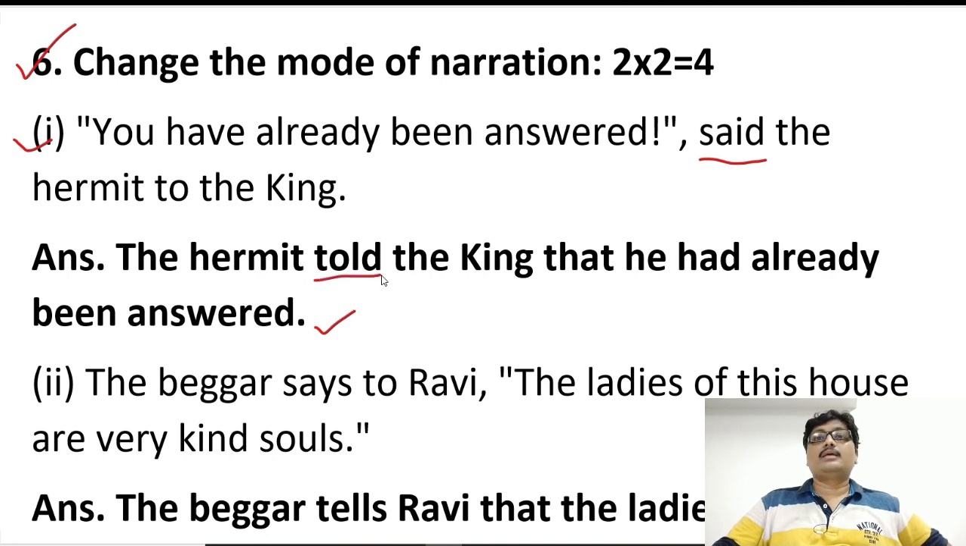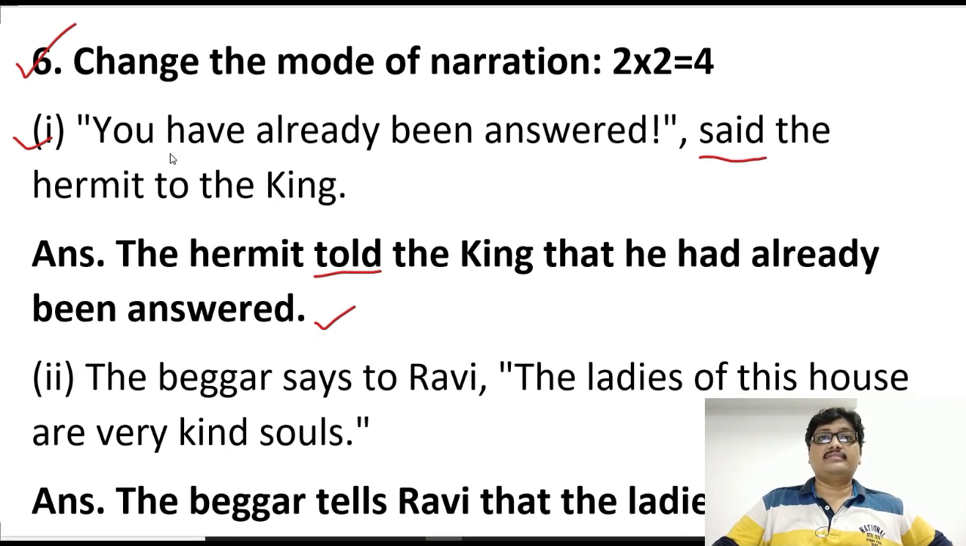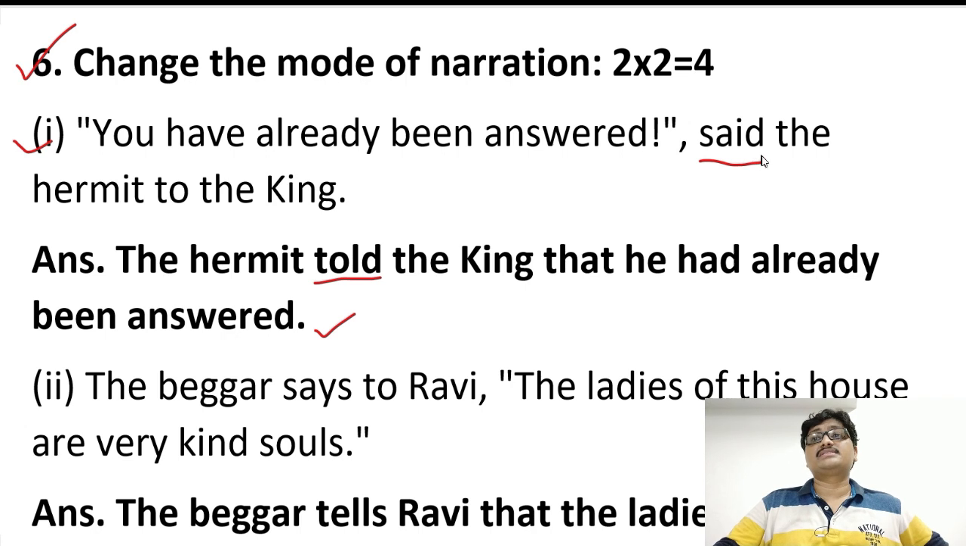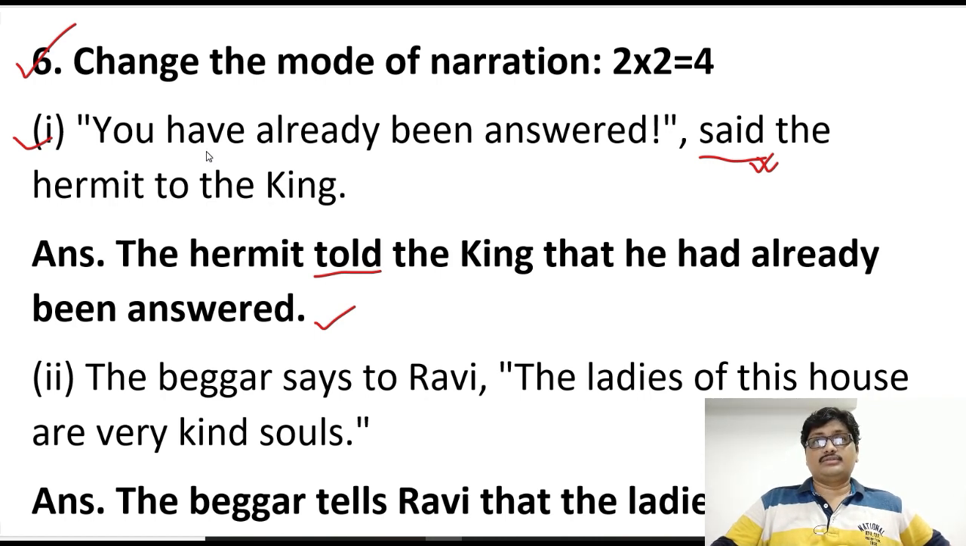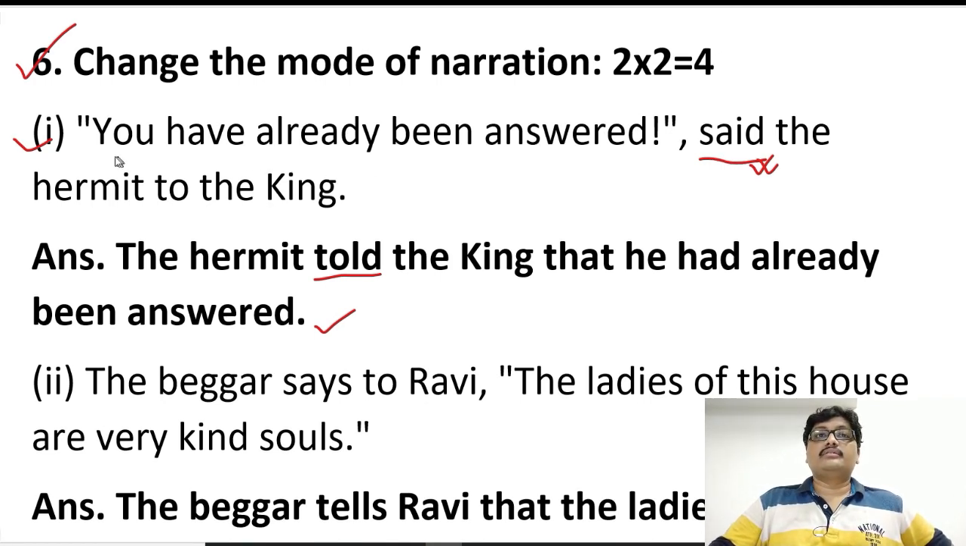The king that he had already. In the reported verb, it is given as present perfect. So as per the rule, it will become past perfect. Understood? Because the reporting verb is past and the reported verb is present perfect. Now, according to the rule of narration, the tense of the reported speech would turn into past perfect. Understood? That is why it has been given that he had already been answered. He had already been answered.